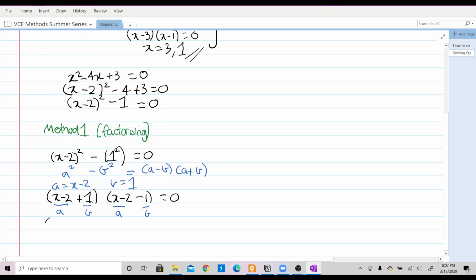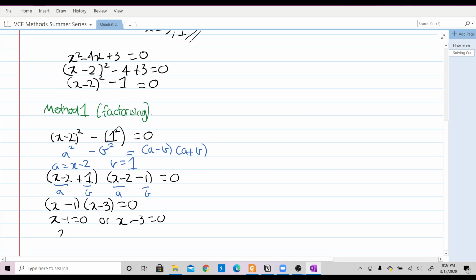If we simplify this, this becomes (x minus 1)(x minus 3) equals 0. And then we can use the null factor law to get x minus 1 equals 0, or x minus 3 equals 0. So x equals 1 or positive 3. So that's method 1.